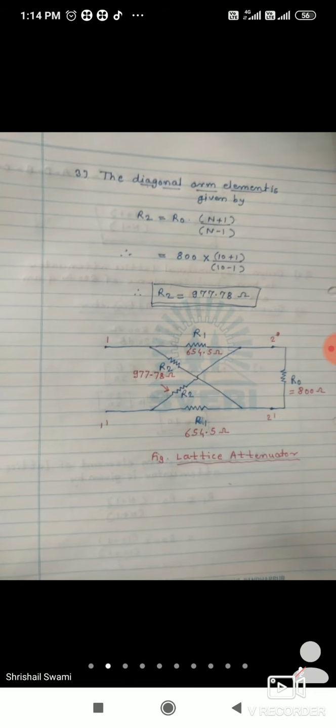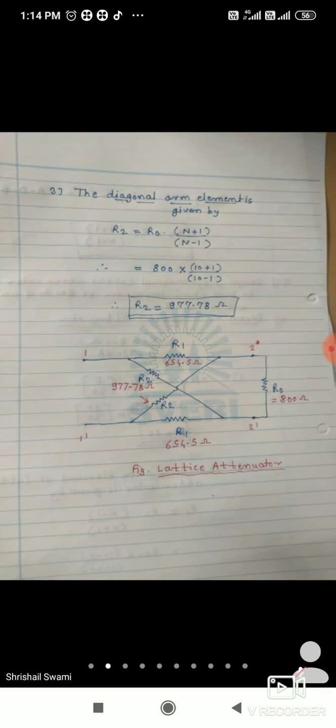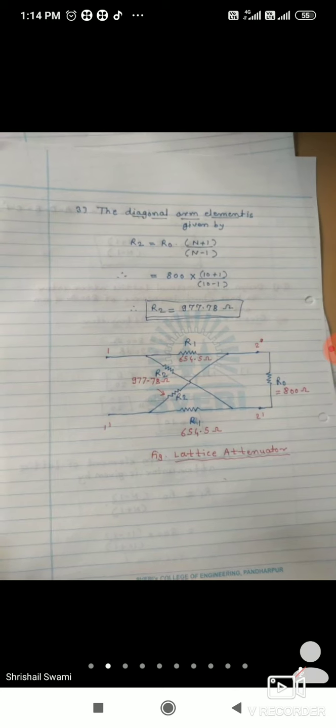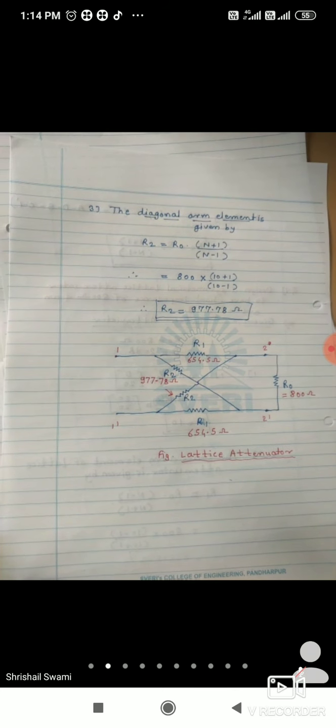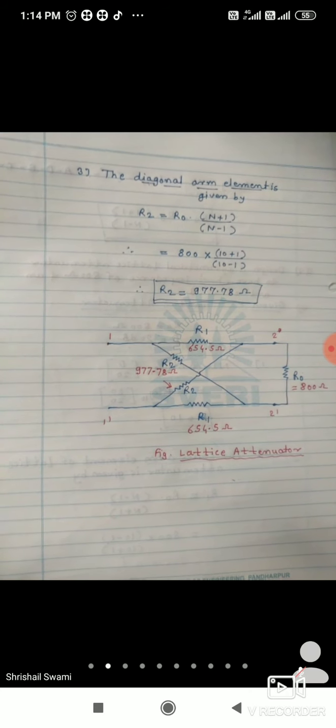Okay. So understood the design of the lattice attenuator. A 4 mark question you can easily get from the attenuator section. Okay.